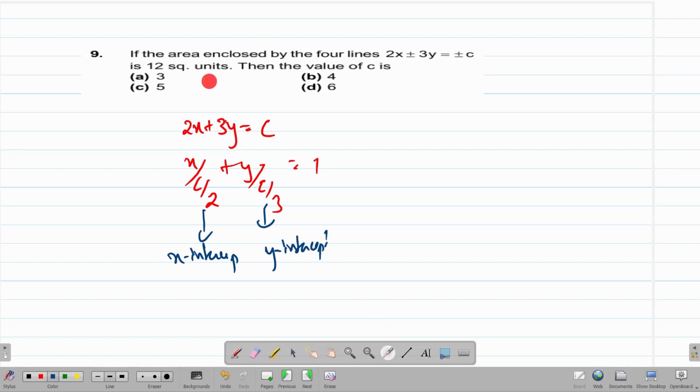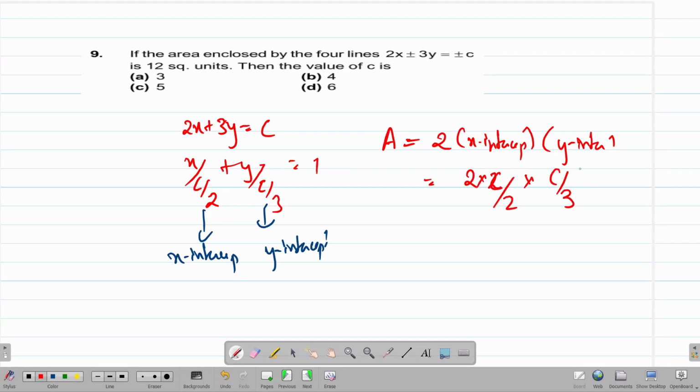And here the area given to us is 12 square units, and we have to find the value of c. So we just use our shortcut, that the area is here 2 times x-intercept into y-intercept, and that is here 2 × (c/2) × (c/3), which is given to us as 12. And on further solving, we get c² = 36 and c = ±6. So here my value of c is option D, that is 6.